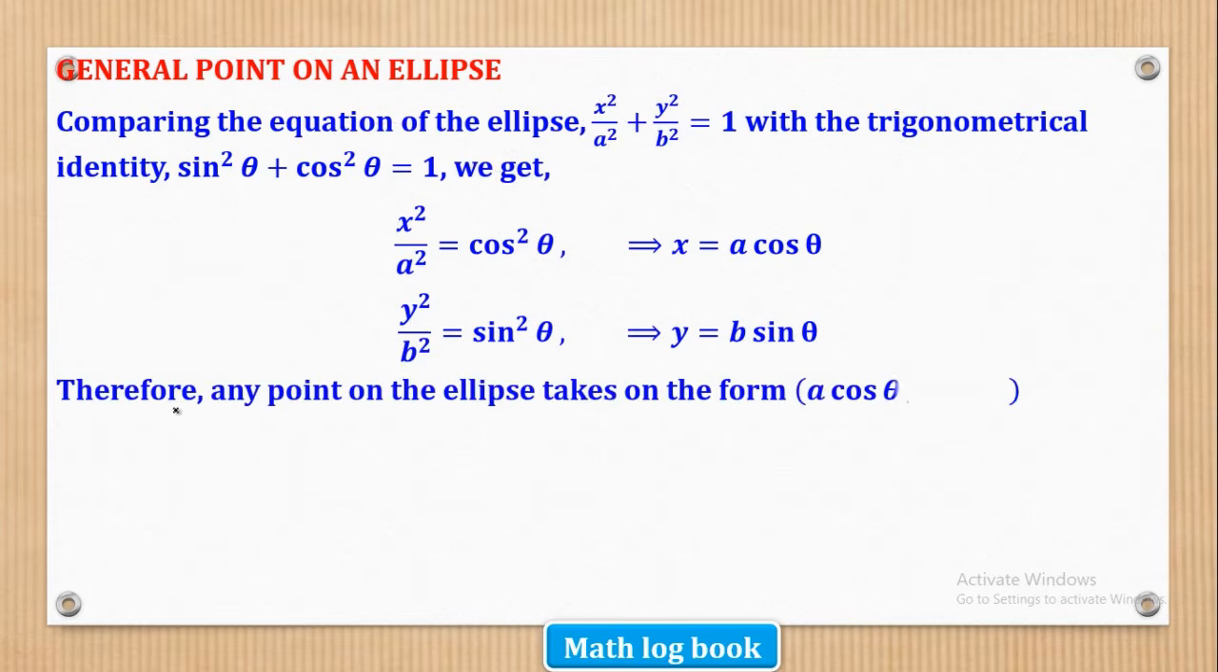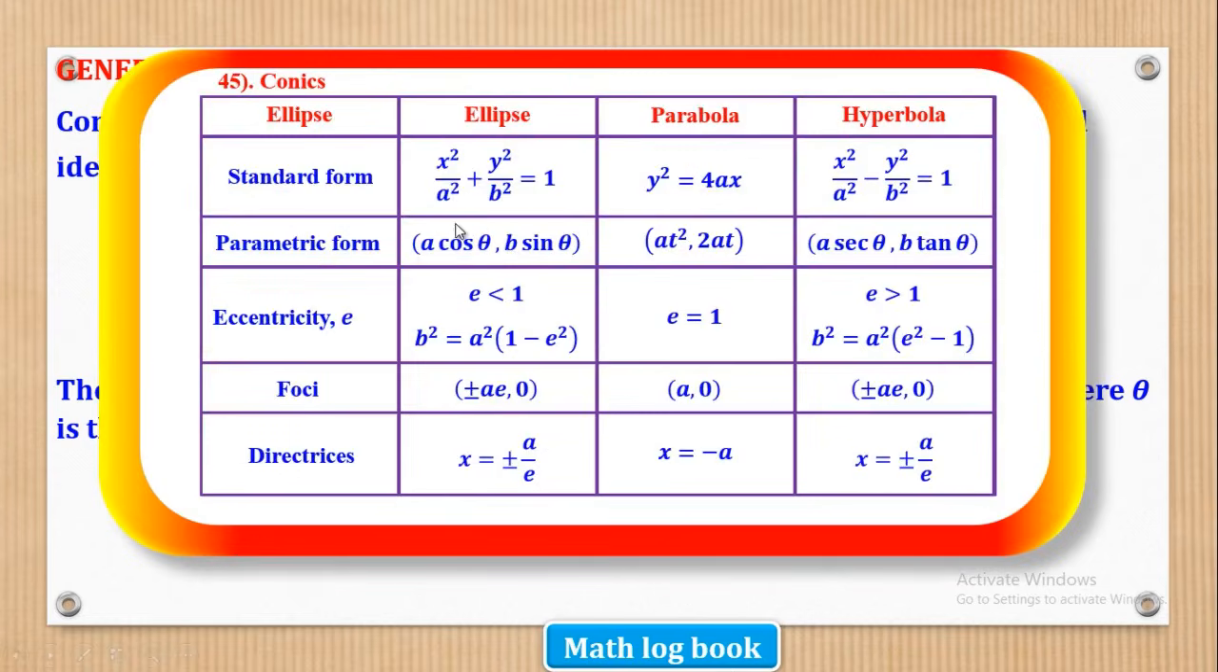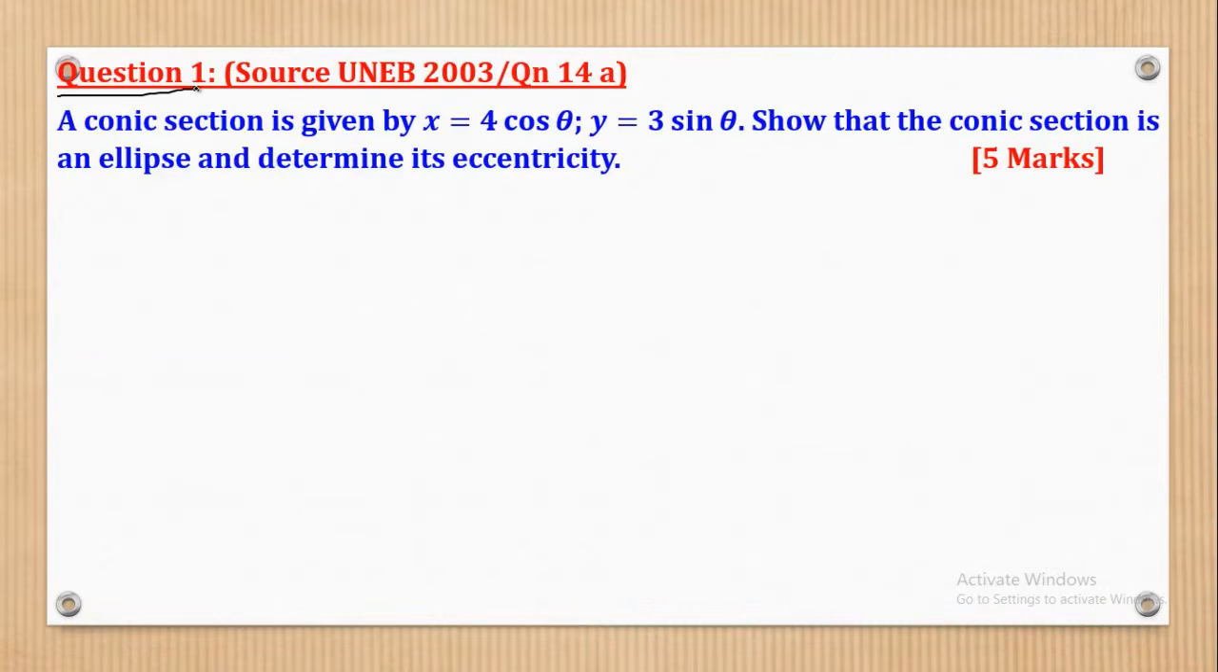Therefore, from there, I will say that any point on the ellipse takes the form a cos theta, b sin theta, where a cos theta is the x coordinate and b sin theta is the y coordinate, where theta is the eccentric angle. So always remember that this is the general form of an ellipse. If you forget it, you can refer to your mathematical logbook under the part of parametric form. So with that, let's go through some of the questions.